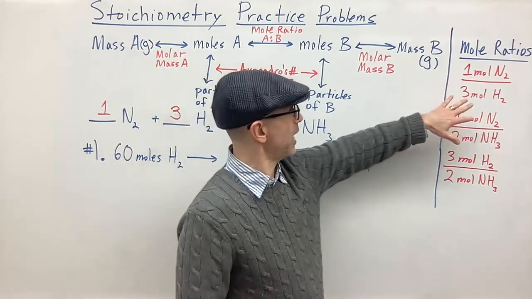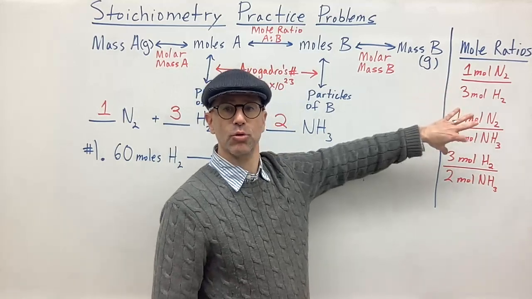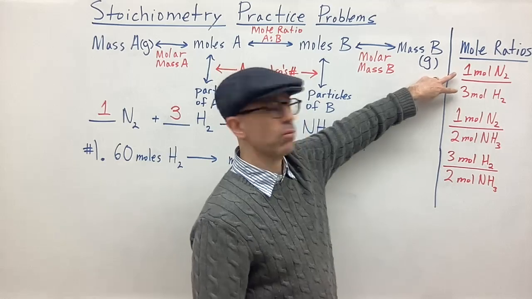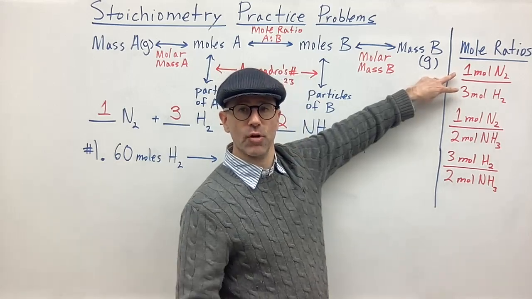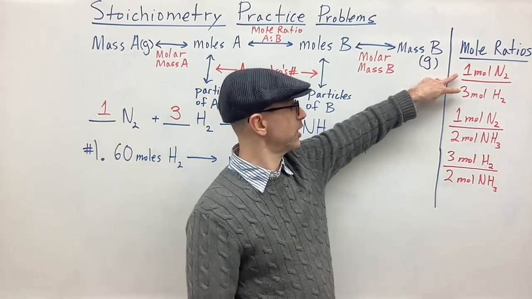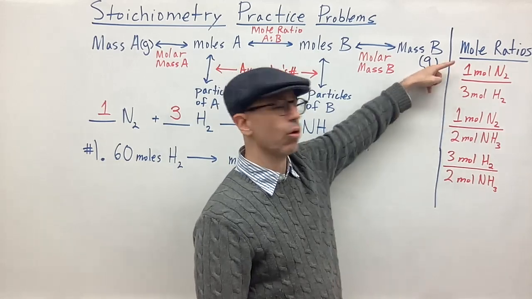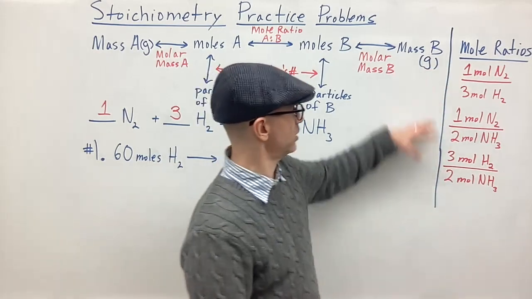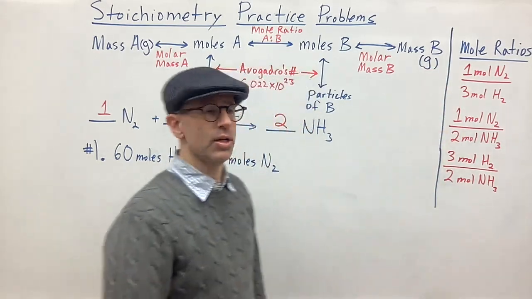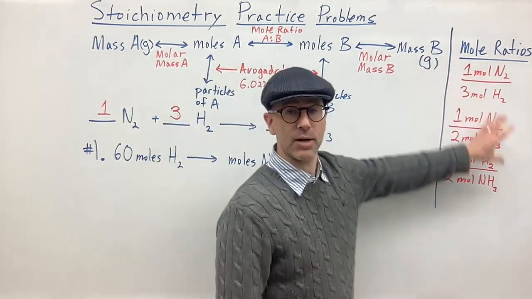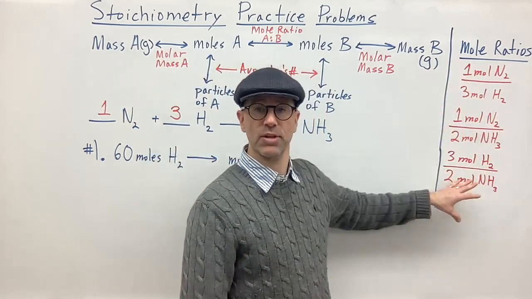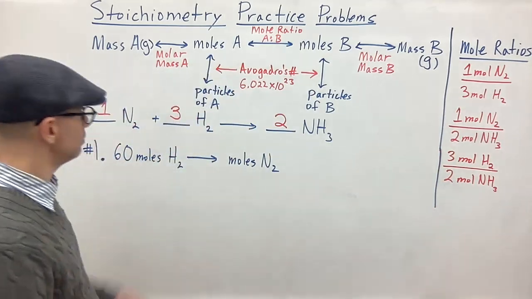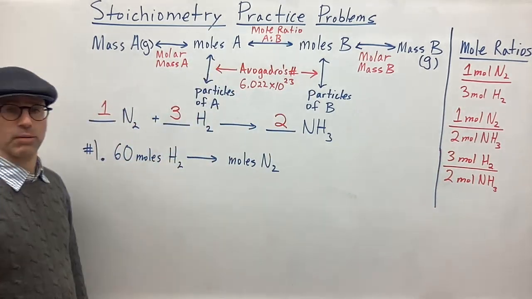One thing I want to point out is that you can flip these to make new conversion factors. So you can either use 1 mole of nitrogen over 3 moles of hydrogen, or flip it and have 3 moles of hydrogen on top and 1 mole of nitrogen. So all of these can be flipped. Depending on the problem, you're going to use one of these, or you're going to flip it and use the conversion factor. So let's go ahead and start with the first problem.